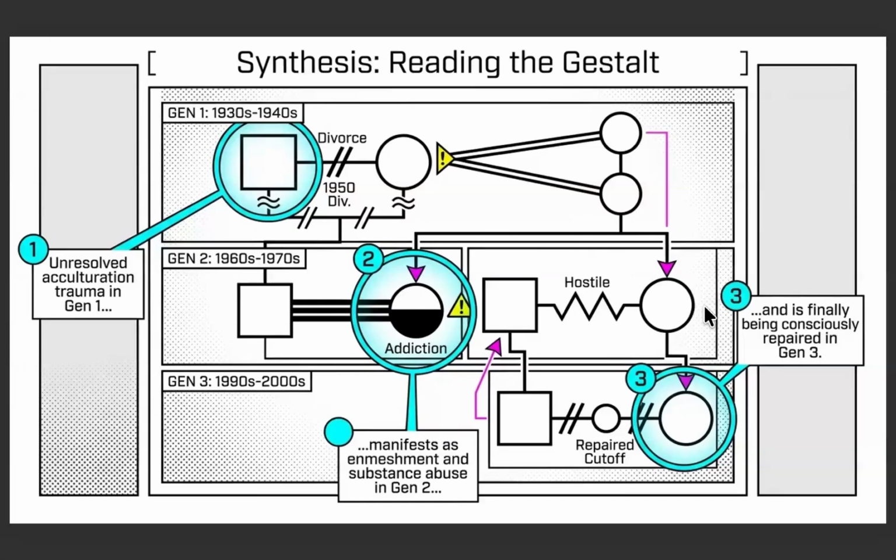Number three, and it's finally being consciously repaired. We see that line there. That's this one here, the repaired cutoff. Hostility is here. And the repaired cutoff manifests as enmeshment and substance abuse, this one here. Enmeshment and substance abuse of this person here. Repaired cutoff is here. They were cut off, but now they're back together.